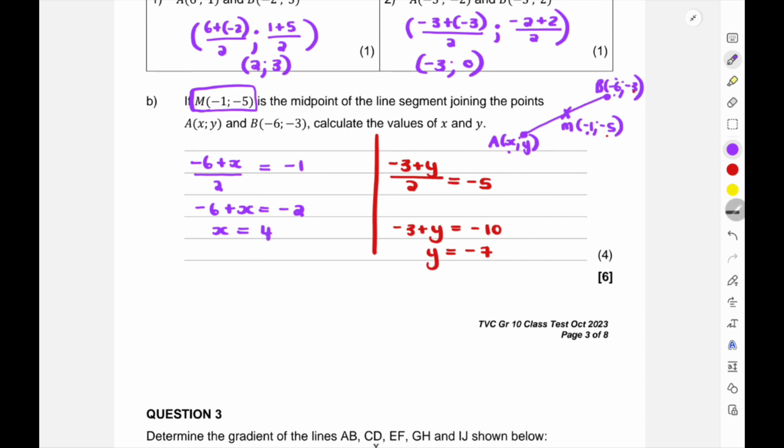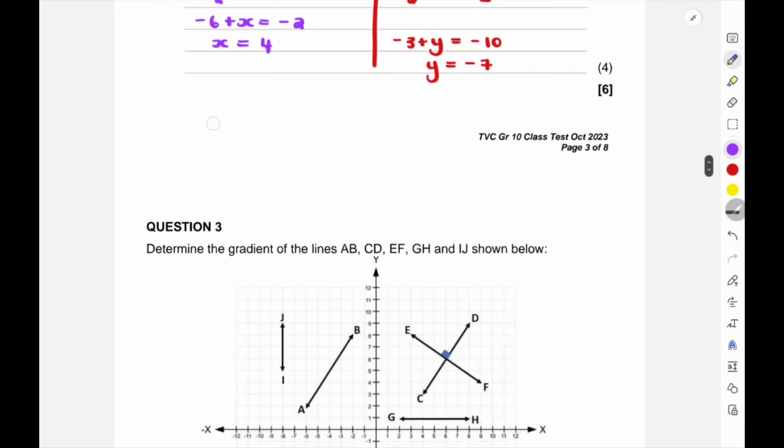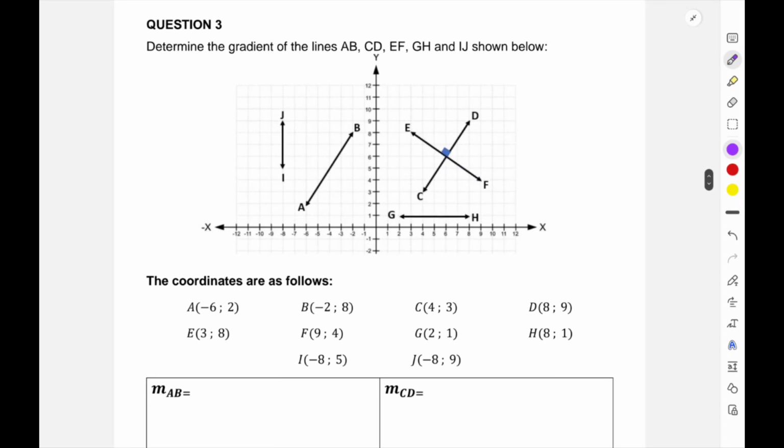Again, you can go test yourself. Minus 6 plus 4 gives you negative 2, divided by 2 does give you that negative 1. Okay, easy peasy. Question 3, to do with the gradient.